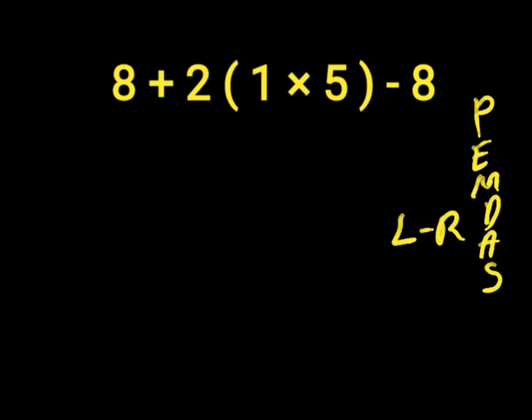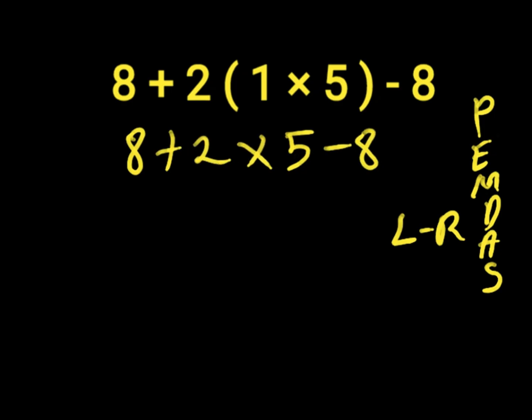First of all, we solve our parenthesis, which is 1 times 5. 1 times 5 will give us 5. Then we have 8 plus 2 times 5 minus 8. So we solve our multiplication first because it comes before addition and subtraction. So 2 times 5 will give us 10.